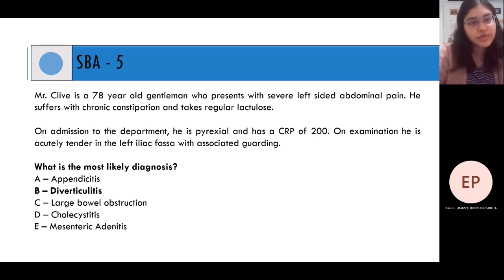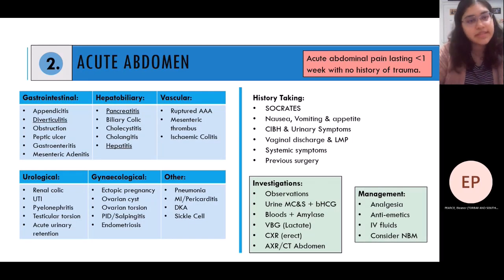More straightforward question, definitely diverticulitis. He's got clear risk factors for this. He's an elderly gentleman, especially with chronic constipation. Chronic constipation leads to obviously more stress on that particular area, particularly the sigmoid colon, which can cause these outpouchings that then are at risk of perforation. I think this was covered in the previous topic as well, so I won't go into it in too much detail. But yeah, this would be a clear presentation of diverticulitis.